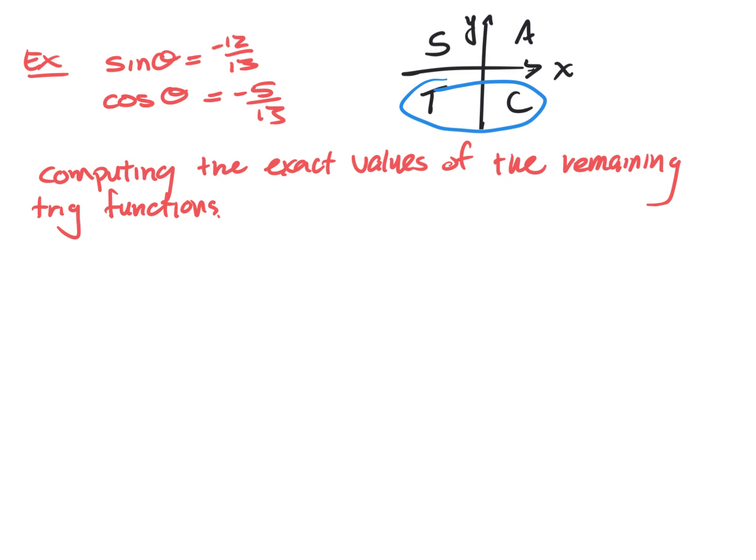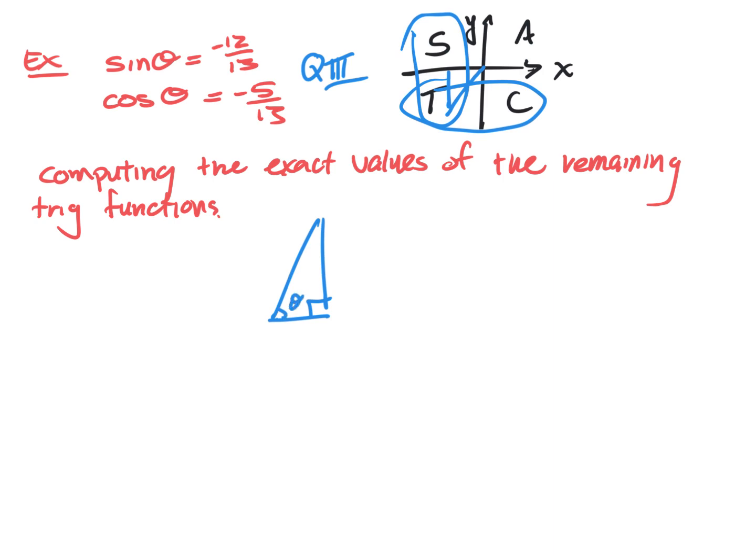Additionally, we have cosine is negative. Since cosine's positive in all, and here, cosine would be negative in quadrants 2 and 3. Therefore, the only quadrant where they both are negative is quadrant 3. And so now I'm going to go ahead and just draw a triangle like this. You can draw the triangle if you prefer how it would look like in quadrant 3, but I'm just going to draw a triangle like this because I'm used to triangles looking like that.